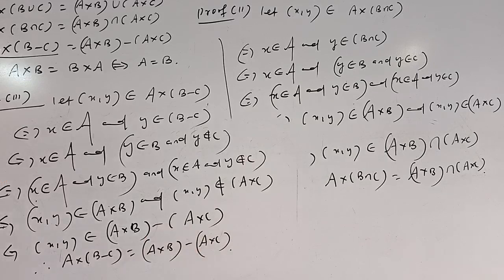So next we prove the fourth one: A cross B is equal to B cross A if and only if A is equal to B.